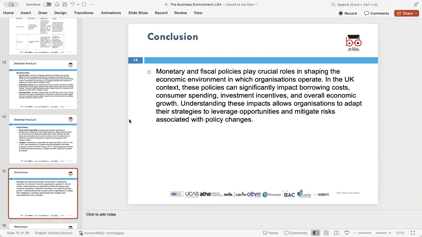Understanding these policies allows businesses to make informed decisions and adapt their strategies to changing economic conditions, ultimately contributing to sustainable growth and development.